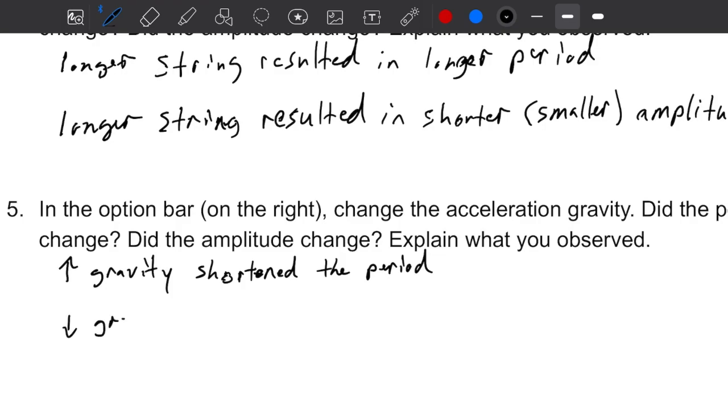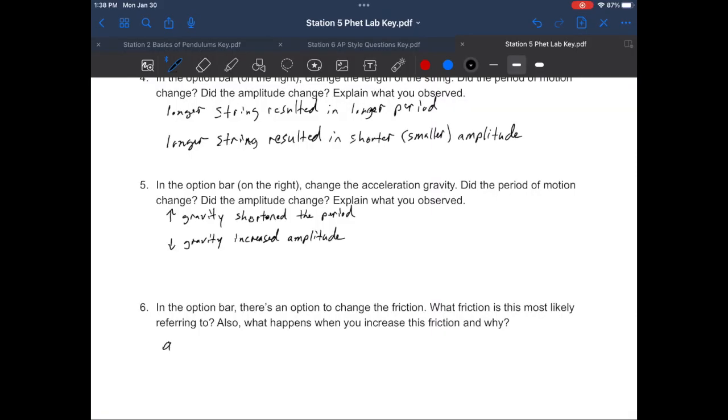But then again, you've got to play with the parameters, go to each extreme end, and just kind of learn what they do. Subtle changes are going to be too hard to see. When I decreased the gravity, it increased the amplitude because the restoring force was less, so it went further out before it was pulled back.